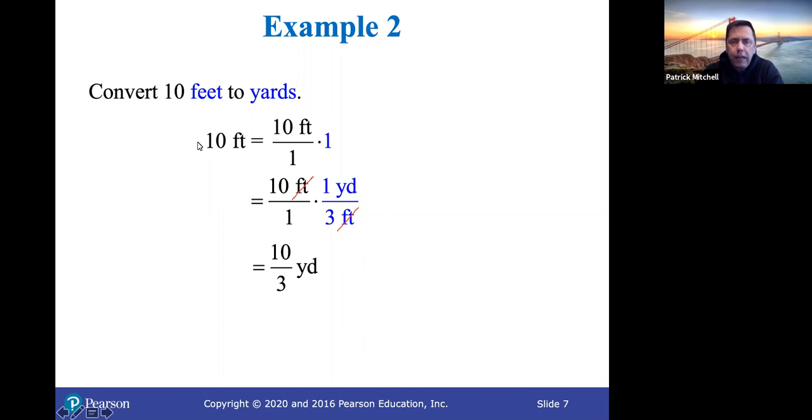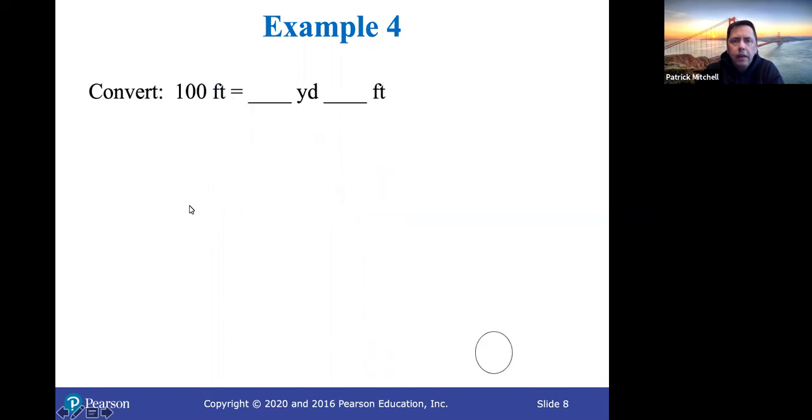Now I would never leave the answer like that. We don't usually use improper fractions for measurement. I would write that as 3 1/3 yards. So 10 feet is equivalent to 3 1/3 yards.